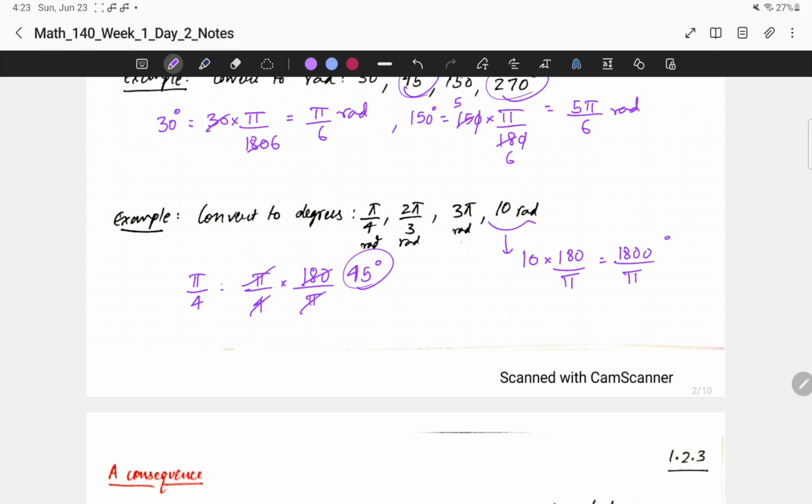And now if you think about it, that's going to be roughly 600 something, which makes sense because around 6 radians, right? That 6.28 radians is one circle. So 10 radians means you've gone around the circle once and you're going around it again, which means it has to be more than 360, which makes sense because 1800 divided by 3 point something would be slightly less than 600. So it would be more than 360 degrees.